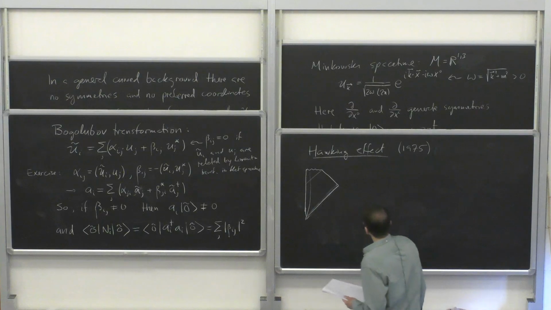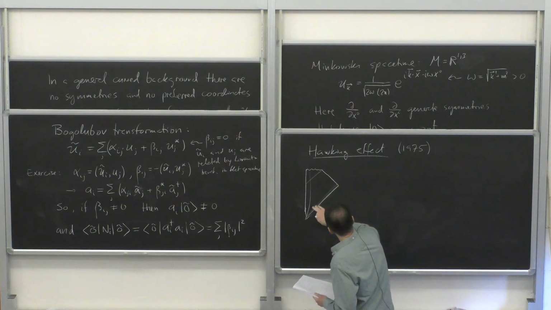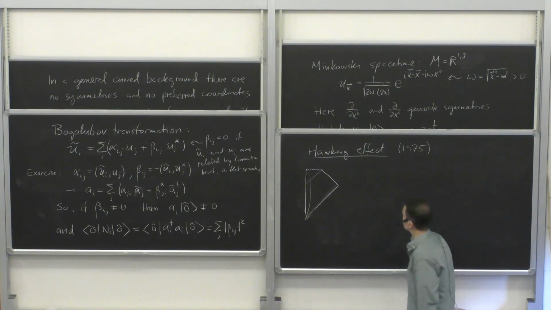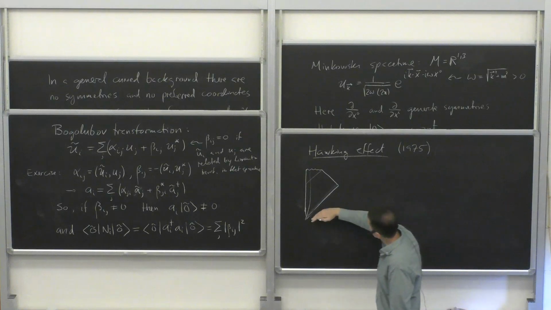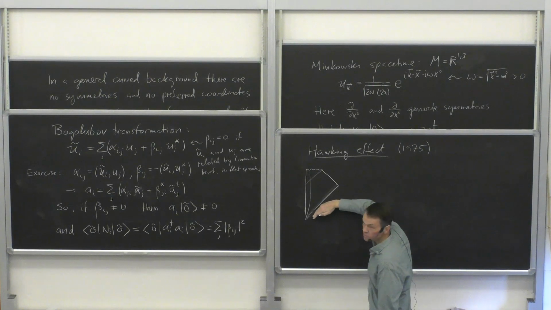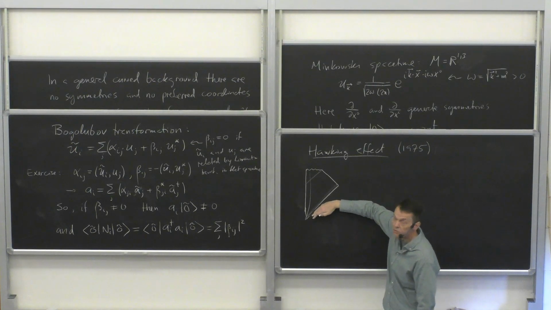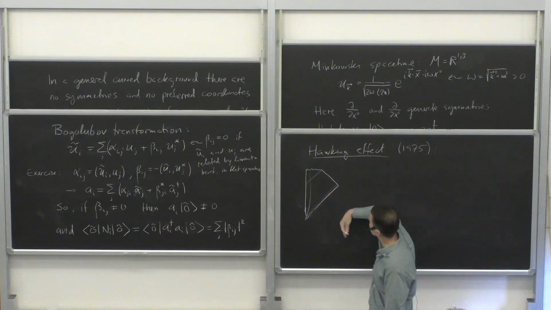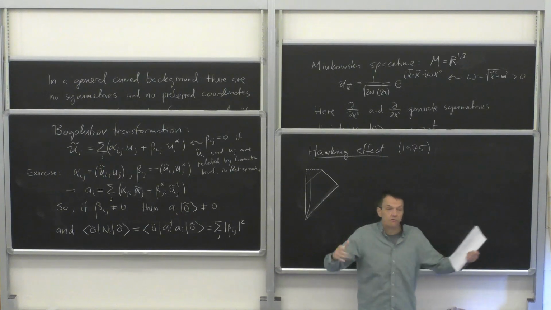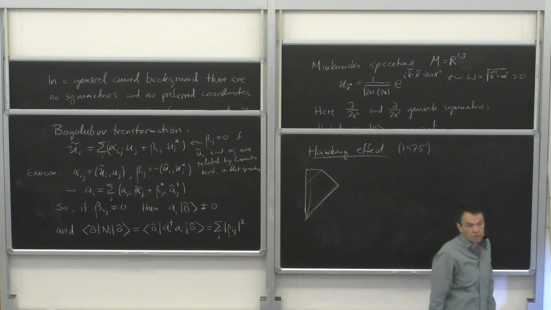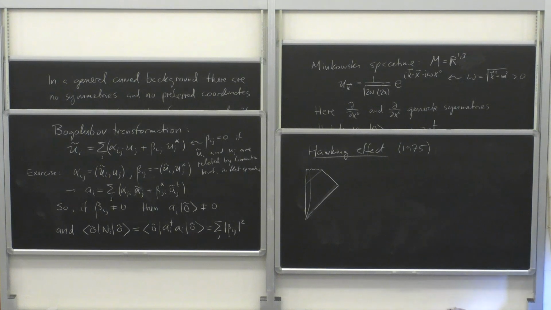Now, the assumption that Hawking makes is that his scalar field is in its vacuum state here at very early times before the black hole is formed. So basically, there should be no incoming scalar field radiation from out there. And that's a reasonable starting point, right?